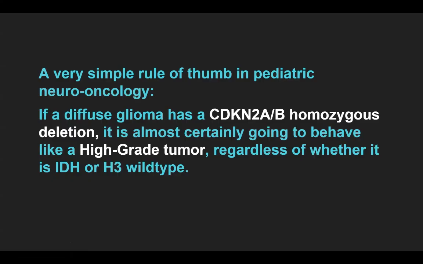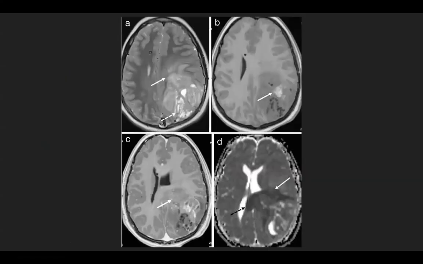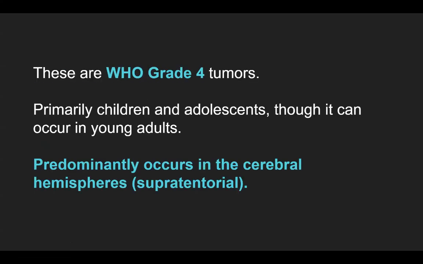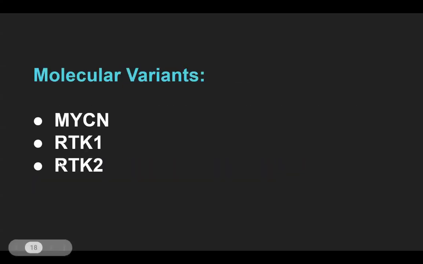These are the borderline or overlapping age groups in which you might find the adult prototypes, but you might also find the pediatric prototypes. So let's go back to the basics. These are WHO grade 4 tumors, primarily in children and adolescents, although they can also occur in young adults, predominantly supratentorial, and can involve either lobe. There are three molecular variants, MYCN, RTK1, RTK2. It's completely okay if you don't remember all of these. Just remember that RTK2 has a slightly better prognosis.